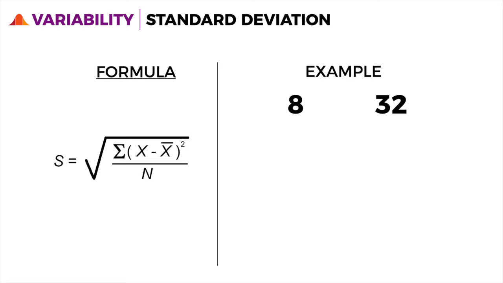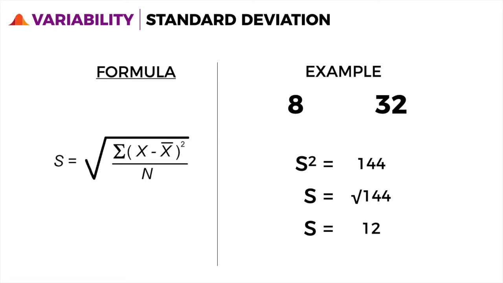So if you remember earlier in our example, our sample variance is 144. Now we're going to remove the squared effect for it, so we're going to get the square root of 144. And so the square root of 144 is 12. This is how dispersed the data is.